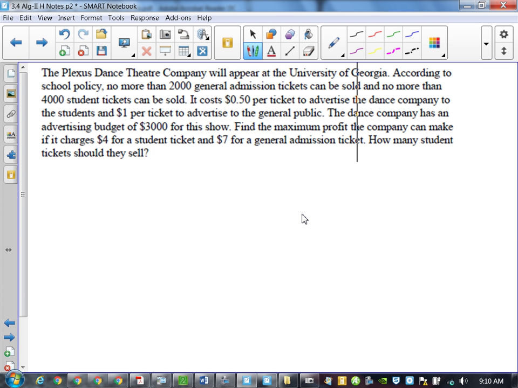Anyway, so we want, according to the school policy, no more than 2,000 general admission tickets can be sold, and no more than 4,000 student tickets can be sold. It costs 50 cents a ticket to advertise the dance company to students, because the student-run newspaper is cheap. And it costs $1 in advertising to the general public, because the regular newspaper is expensive. They need to cut the students a deal. The dance company has an advertising budget of $3,000 for the show. Find the maximum profit if the company can make if it charges $4 for a student and $7 for general admission. Then how many student tickets should they sell?